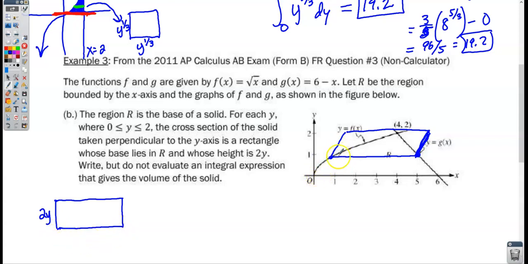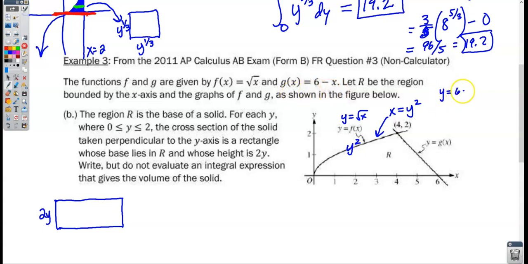And this rectangle goes in between the curves y equals f of x and y equals g of x. However, I know both of those curves as functions of x, and I need to get them to be functions of y to represent what's going on here. So I've got y equals the square root of x is this curve. If I solve that for x, then x is equal to y squared. So y squared is what I want to represent this curve in my expression. And then y equals g of x is 6 minus x, so y equals 6 minus x. If I solve that for x, I just get x equals 6 minus y. So 6 minus y is this expression.